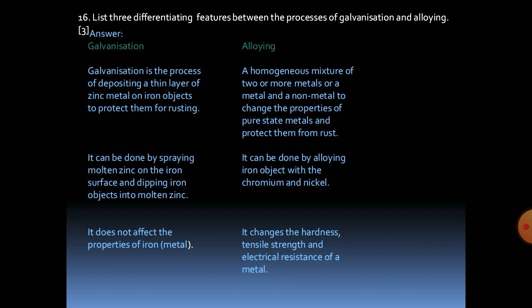This is an example of an alloy. So you can do alloying by a different method, and the method for galvanization is also different. You can list more differences here also.